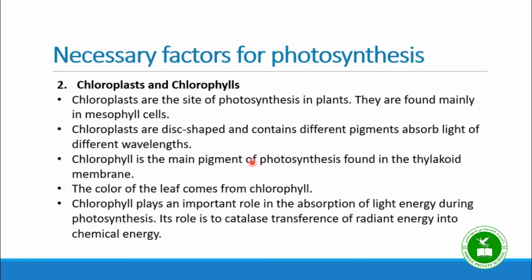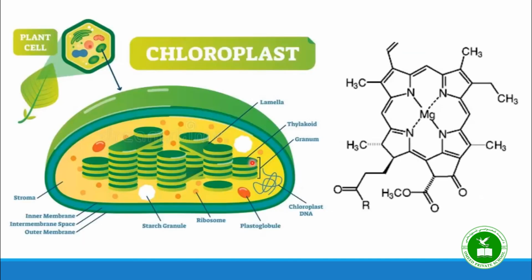Chlorophyll plays an important role in the absorption of light energy. We said that it absorbs the yellow, red and violet wavelengths of the light spectrum. So it plays an important role in the absorption of light energy during photosynthesis. Its role is to catalyze the transference of radiant energy into chemical energy. It means that chlorophyll is the main component that converts radiant energy into chemical energy.